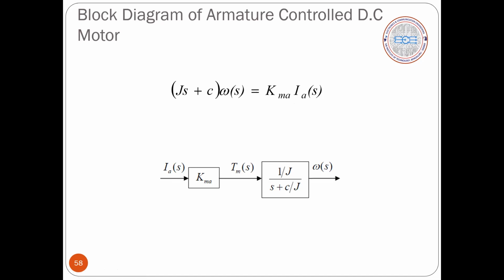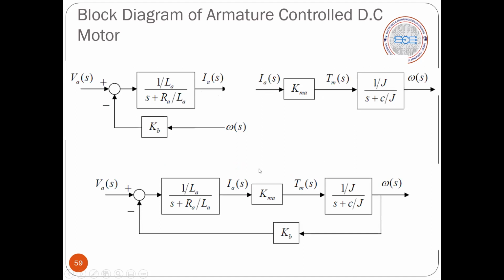Okay. So this is how we have implemented the second equation. So output is this angular velocity, and input is the armature current. So this is how we can write the block diagram. So now the first and second pieces of the block diagram, we have to group them. Okay. You can see here from the first equation, we have this piece of block diagram. From the second equation, we have this particular piece of block diagram.